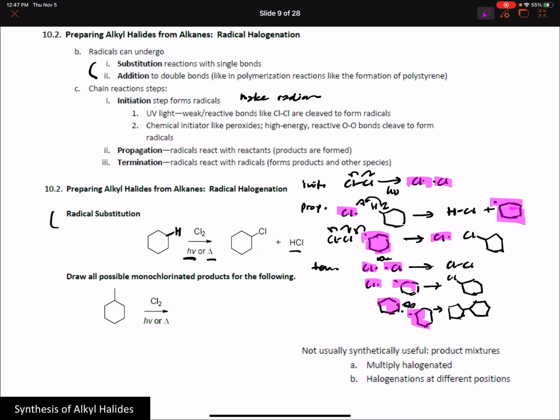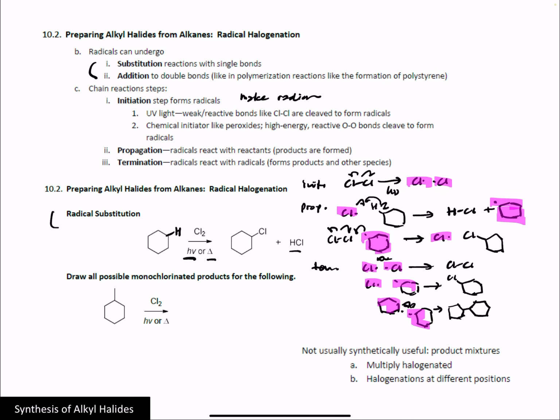All right, so we know radical substitution. That should be a review. You should be able to draw this arrow mechanism, initiation, propagation, termination, for radical substitution reactions. We also did this kind of problem, right? Predict all possible monochlorinated products for the following. So, right, I'm just looking at different hydrogens that I can do substitution to.